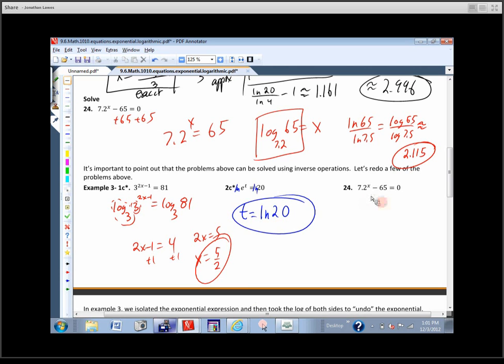If I solved number 24 again, I'd have 7.2 to the x equals 65. What is the inverse of this function?